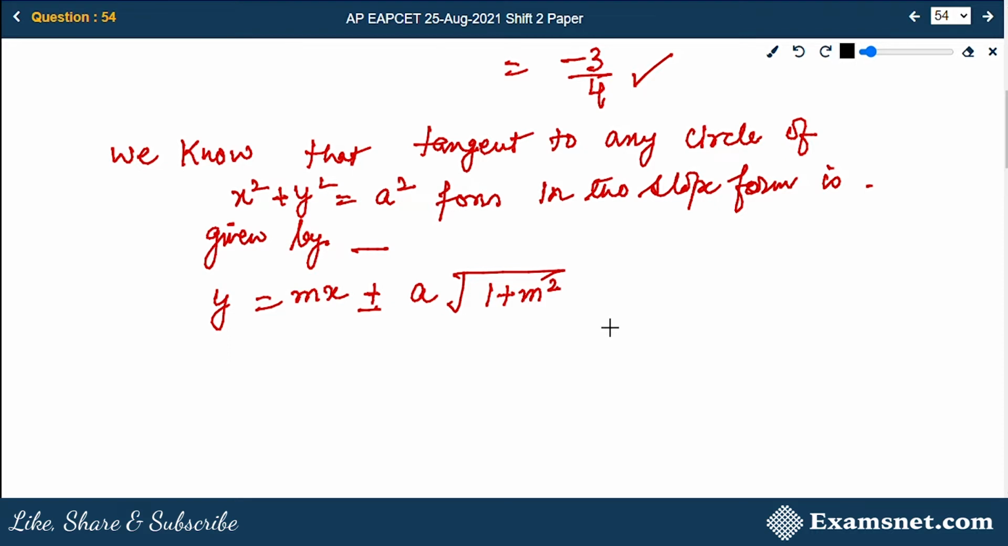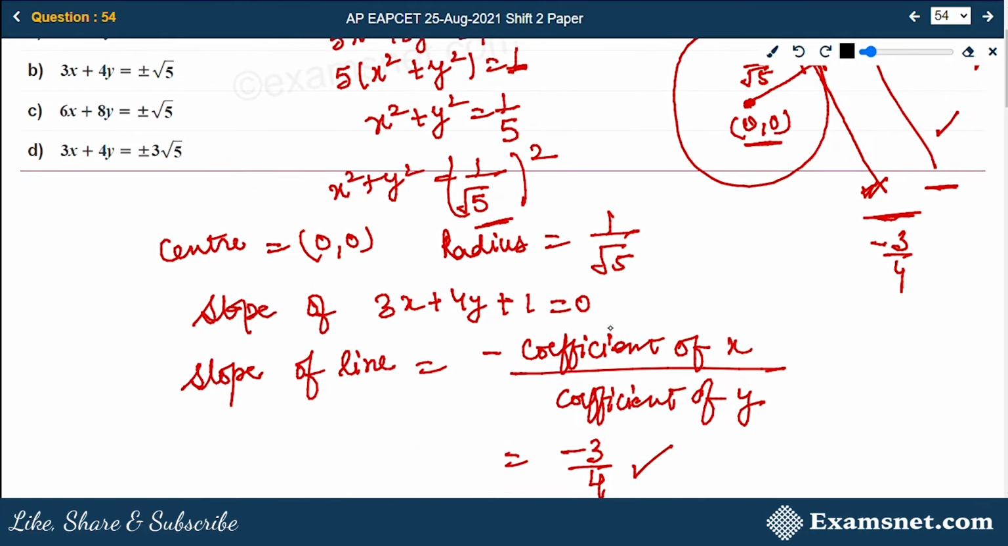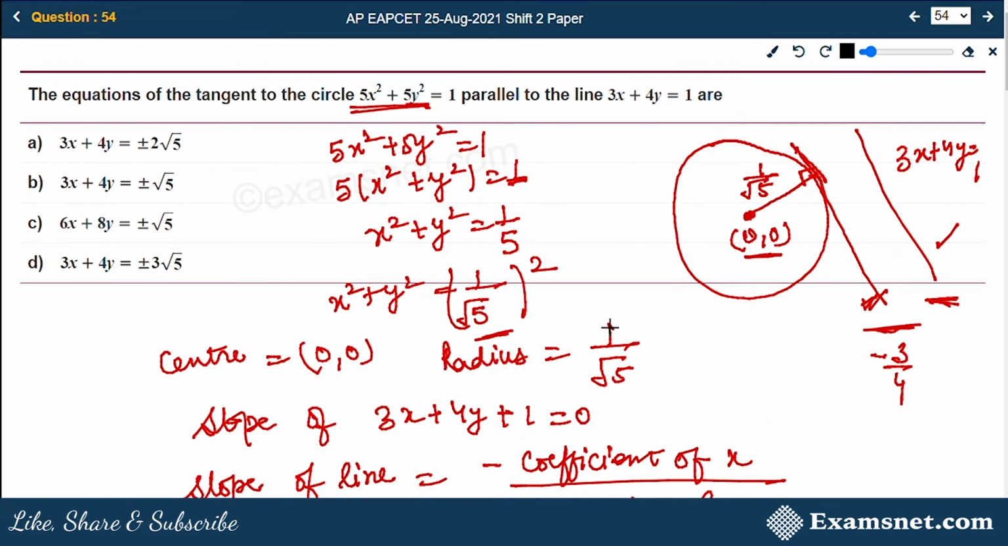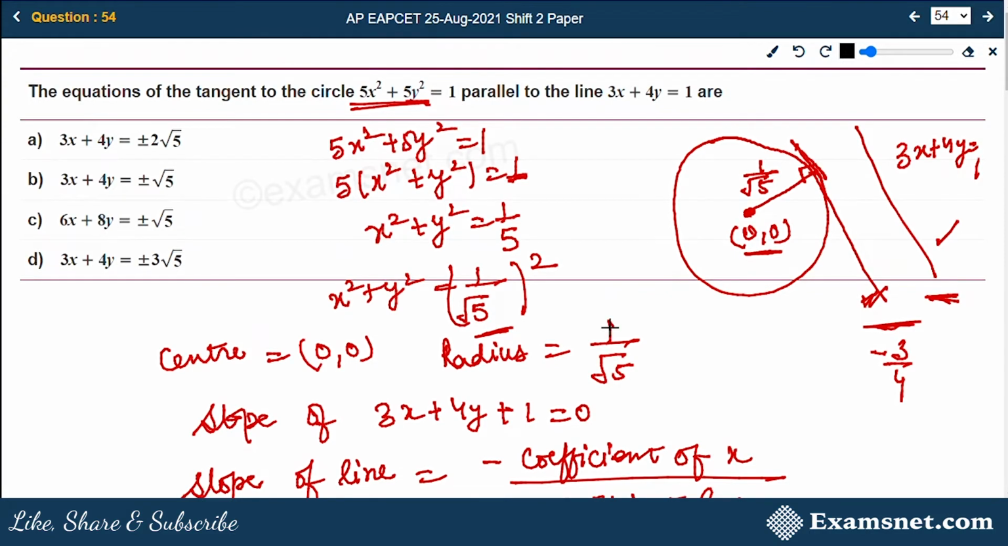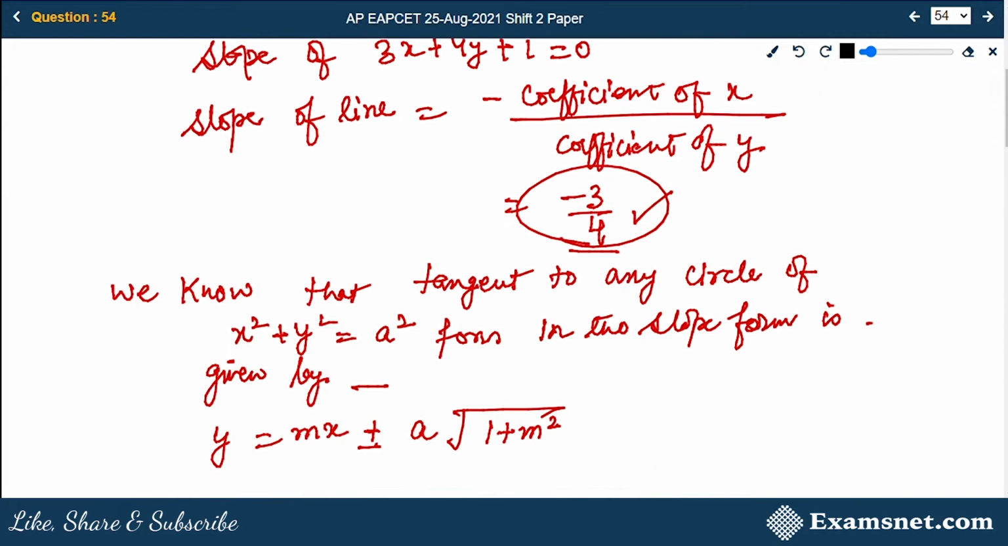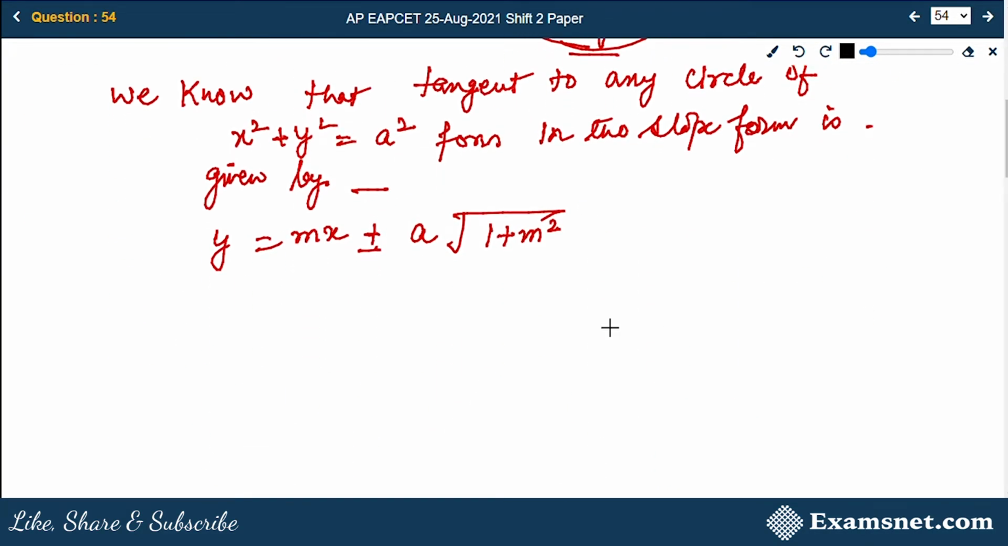Required line is parallel to the given line, since the lines are parallel, it is parallel to this given line. So the slopes of these two lines will be equal. What was the slope? The slope was minus 3 by 4. So the slope of this line will also be minus 3 by 4 only, right? So let's fill in the values. M is equal to minus 3 by 4.